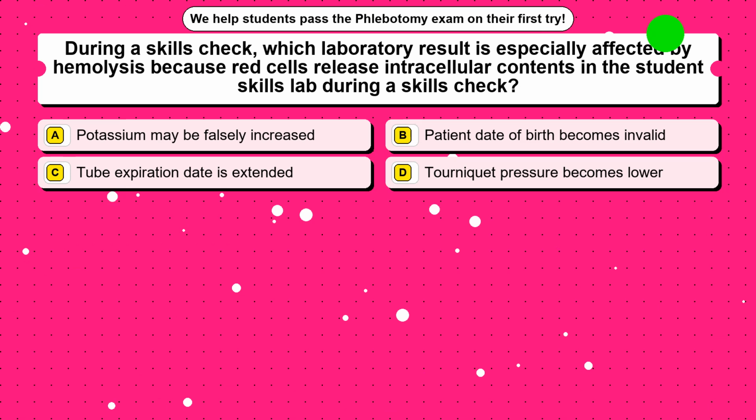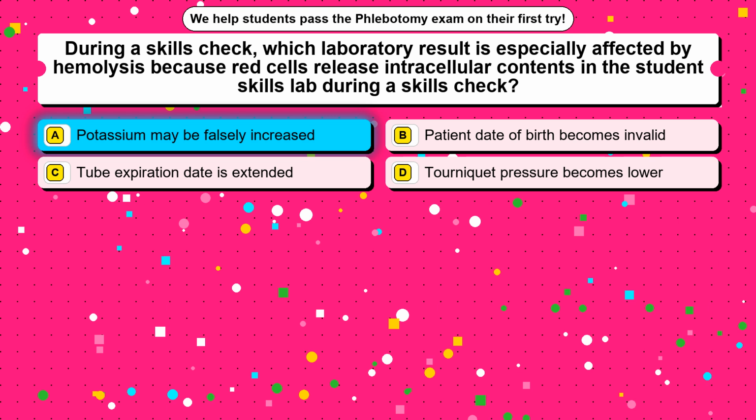Question 28. During a skills check, which laboratory result is especially affected by hemolysis because red cells release intracellular contents in the student skills lab? Option A, potassium may be falsely increased. Option B, patient date of birth becomes invalid. Option C, tube expiration date is extended. Option D, tourniquet pressure becomes lower. The correct answer is option A. Potassium may be falsely increased.